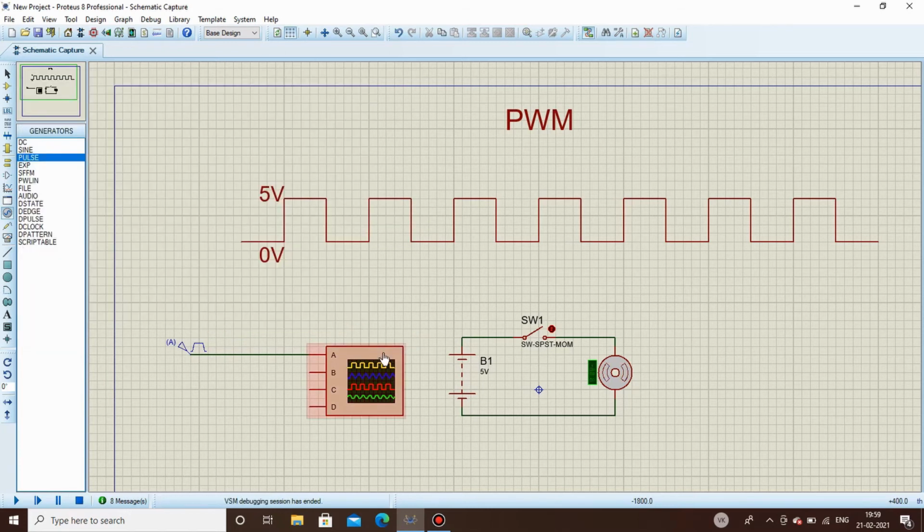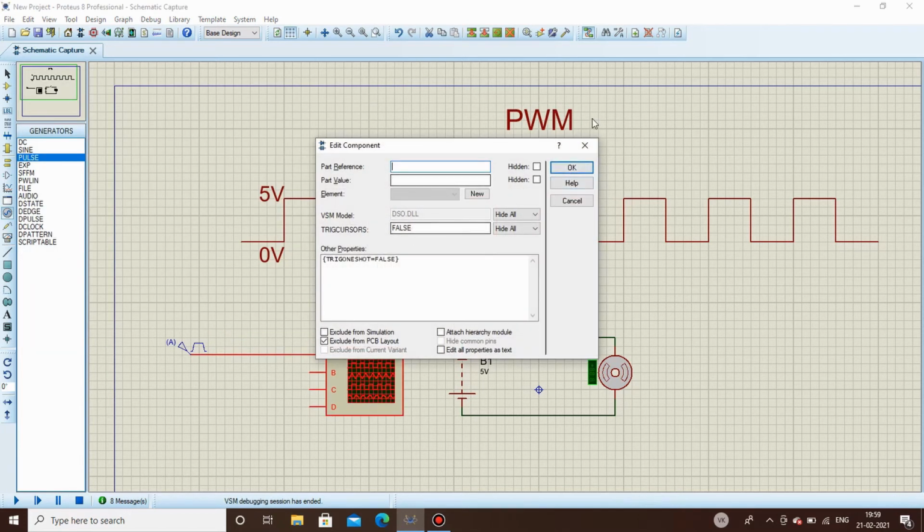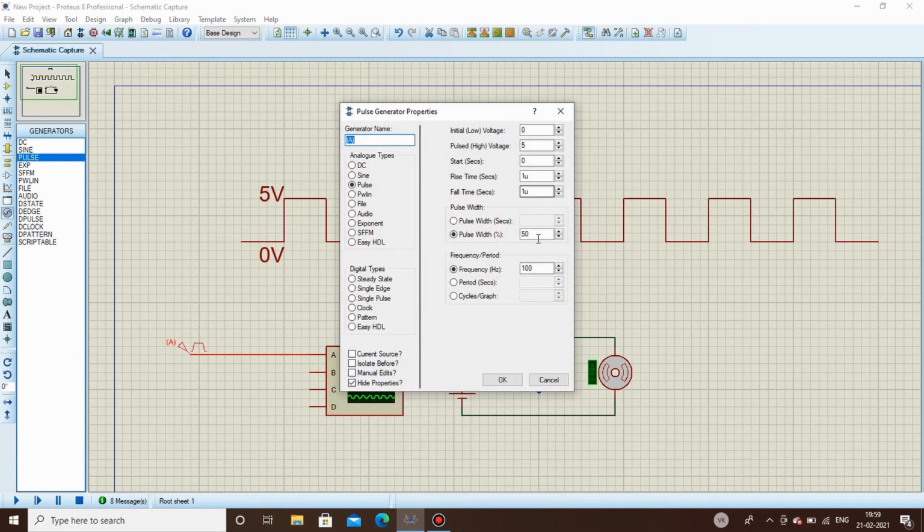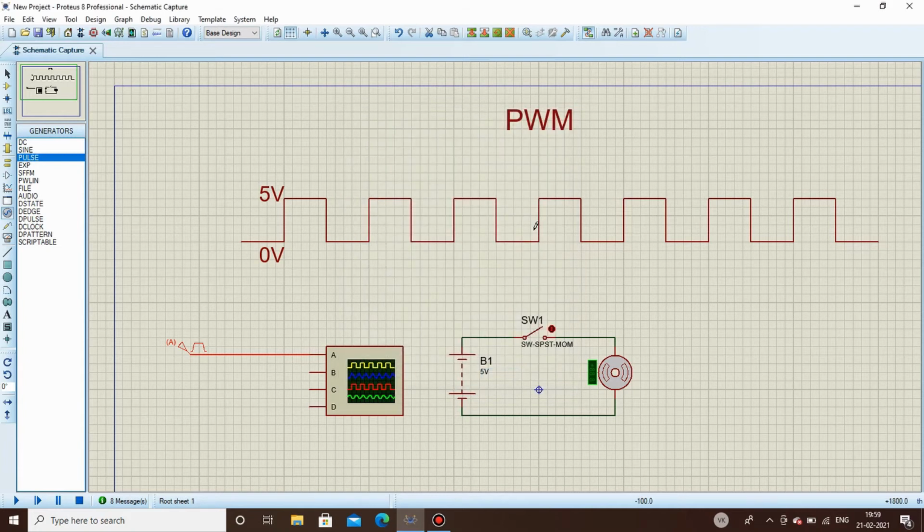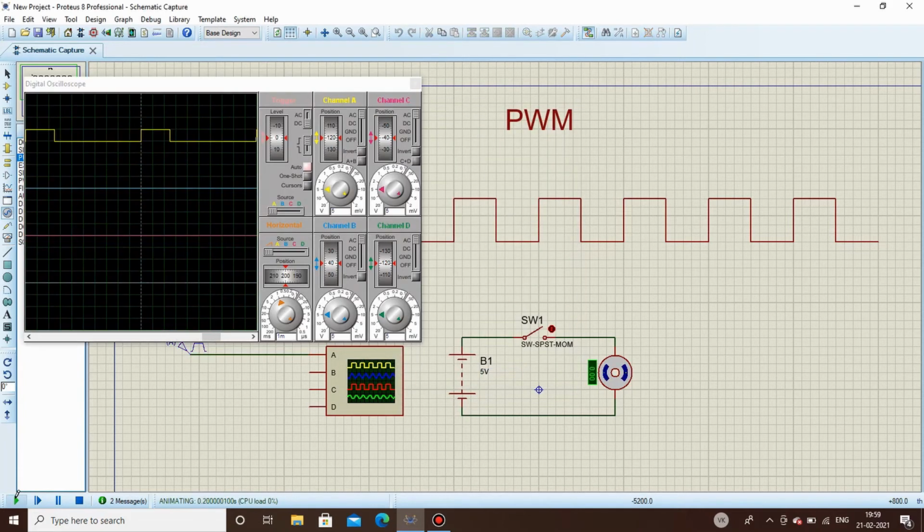Let's change it to 20%. Sorry, 25 rather. See, your signal is on for very little time and off for the rest of the time. So by doing this, you are reducing the output voltage and also the average power delivered by the signal to the load. So this is how you can control the voltage by applying signals having a duty cycle as per your need.